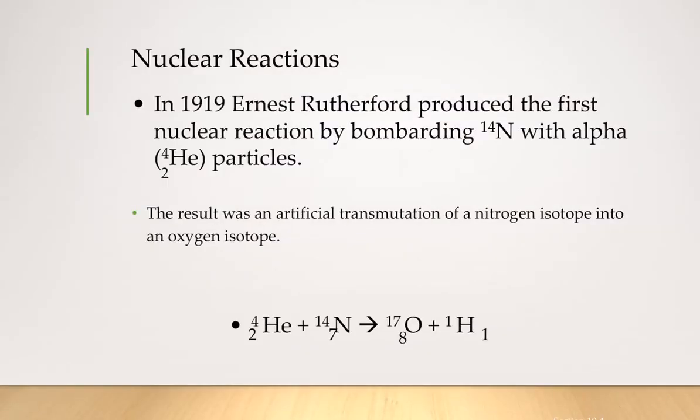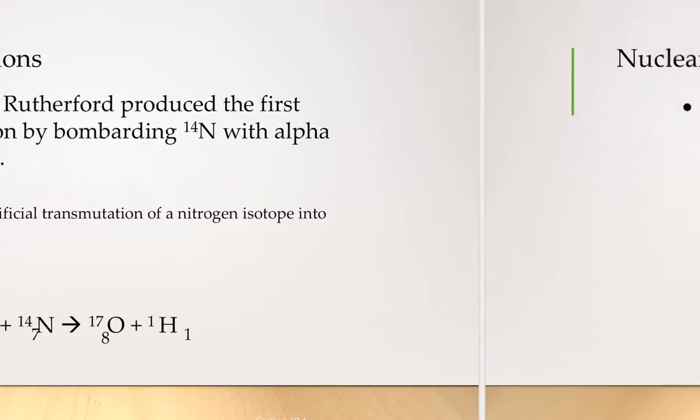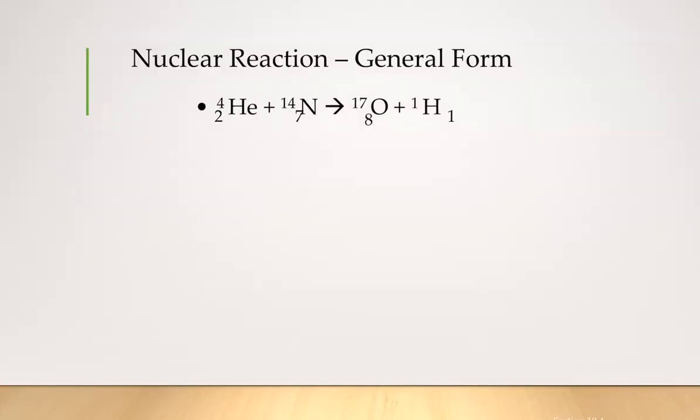In 1919, Ernest Rutherford produced the first nuclear reaction by bombarding nitrogen-14 with alpha particles. The result was an artificial transmutation of a nitrogen isotope into an oxygen isotope, and here is the equation. So when you look at this equation, you can tell that conservation of mass number and conservation of atomic number holds in nuclear reactions just like in nuclear decay.